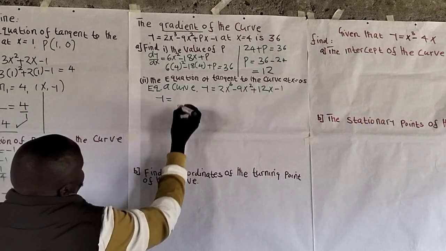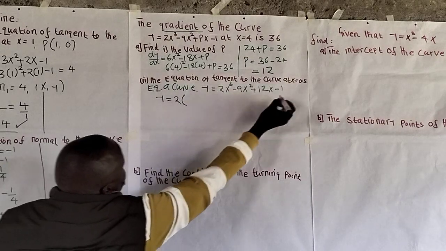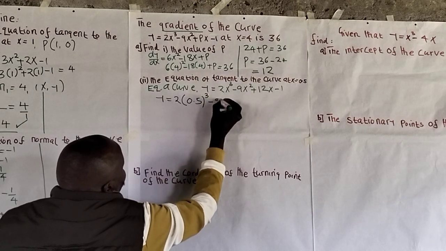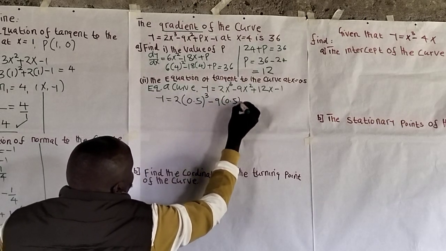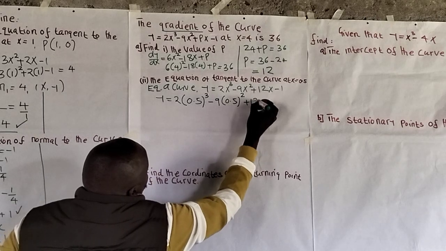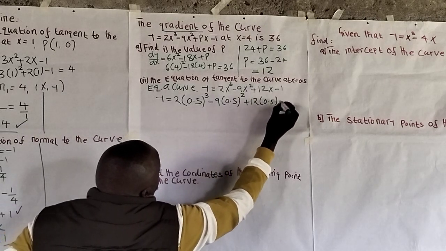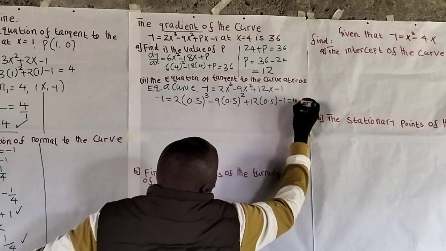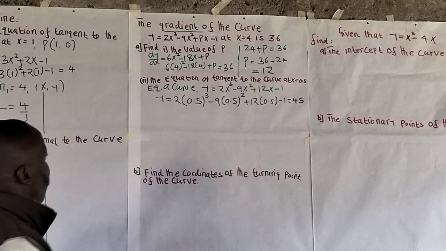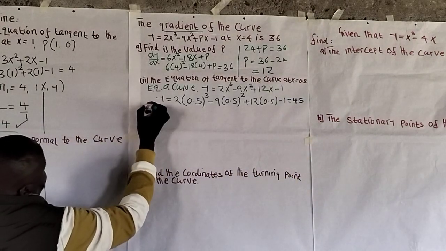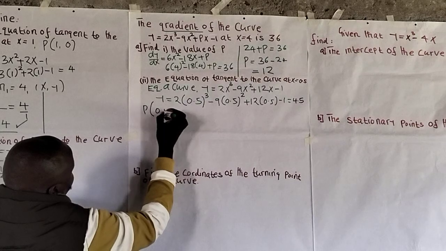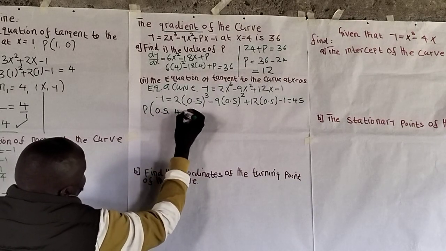y equals 2 times 0.5 raised to power 3, minus 9 times 0.5 squared, plus 12 times 0.5, and then minus 1. You will get the value of y as 4.5. So we now have the point: the tangent passes through x equals 0.5 and y equals 4.5.